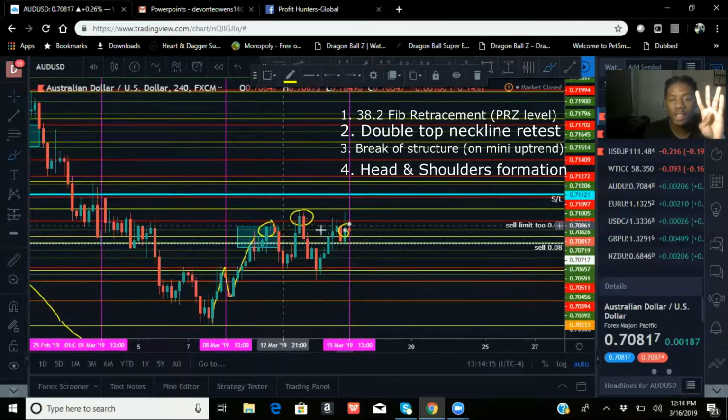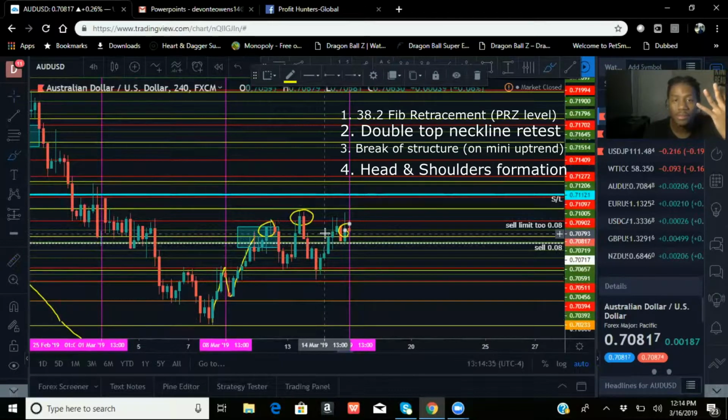So this is a head and shoulders that popped up on top of the 382 retracement. On top of this right here, the head, on top of it retesting the neckline of that double top, and the fact that it's retracing of this move. So that's 4 right there. Head and shoulders and all, and like I said, you got your break of structure and everything. Now, I'm not done. That's 4.